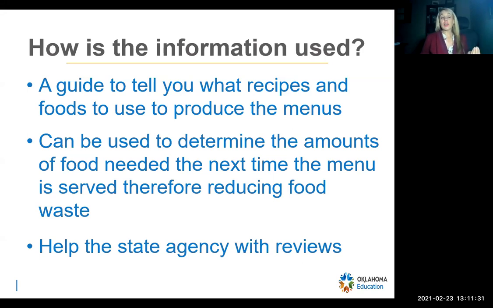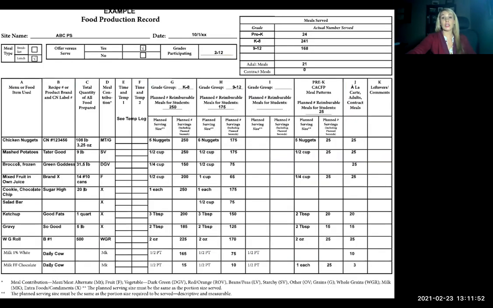So how is this information used? It is a guide of what recipes and foods to use or to produce any menus. It can determine the amount of food needed the next time a menu is served and to reduce plate waste. And it does help us again with the reviews. On top of that, again, it is required by USDA that you do have production records.